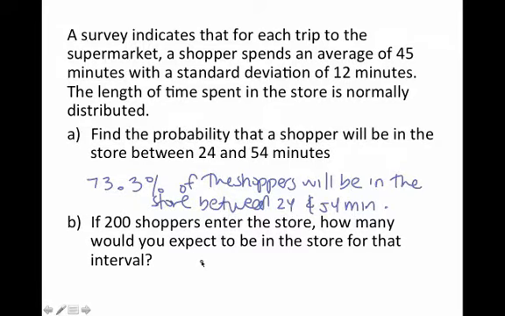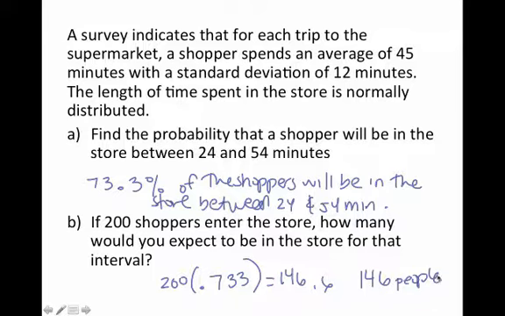If 200 shoppers enter the store, how many would you expect to be in the store for that interval? All I do is I take 200 shoppers and I multiply it by that probability, which is 0.733, and I would find out how many would be in the store. I get 146.6. We can't have 0.6 people, so we round down to 146 people. The reason why we round down is we don't have a whole person, so we have to not include that 0.6.